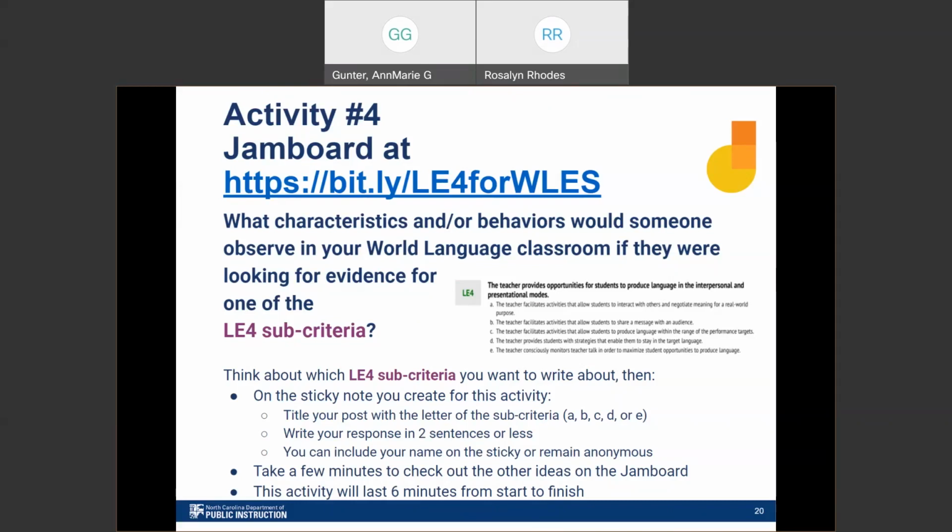So I'll go ahead and time us. Please go ahead and do this activity with the sticky notes on the Jamboard.